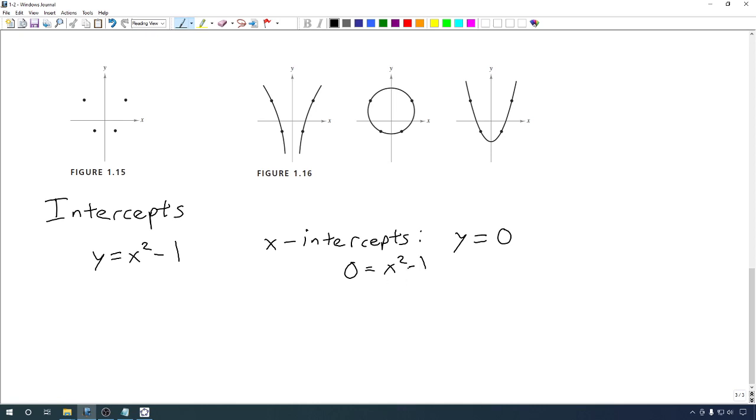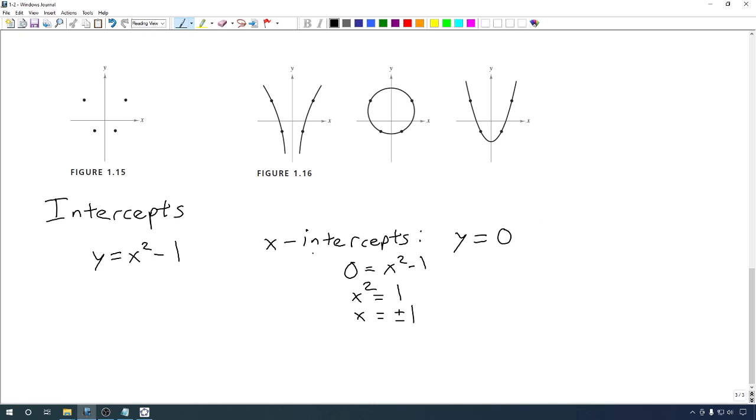Now here, this is simple enough. We do have to actually take the square root eventually, but we can bring the 1 over. So we have x squared equals 1, and then x is equal to, well, it could be 1, or it could be a negative 1. Don't forget your negatives when you're taking the square root.